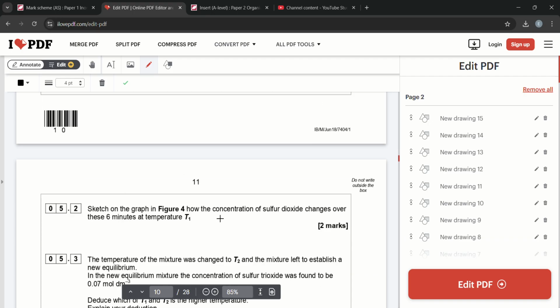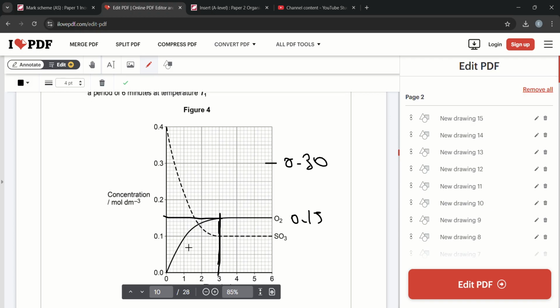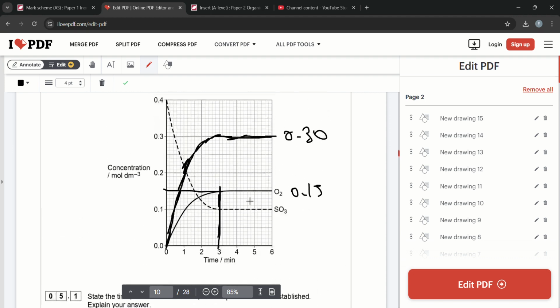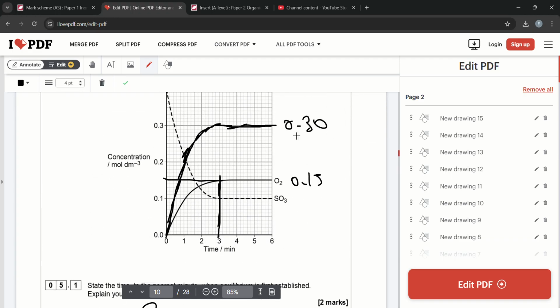And therefore, over these 6 minutes, it's going to plateau at 3 minutes. However, it's just going to be double the size. So it's going to be steeper, and then boom, something like that. So at 3 minutes, that's when equilibrium is established. Then it just stays constant from there. So that requires you to look, that's 2 moles, it's double. It's a bit of application.